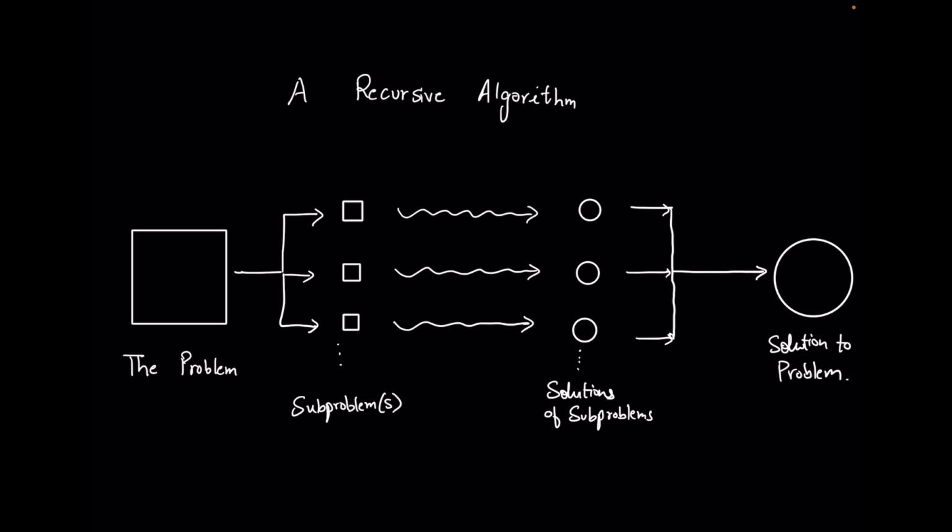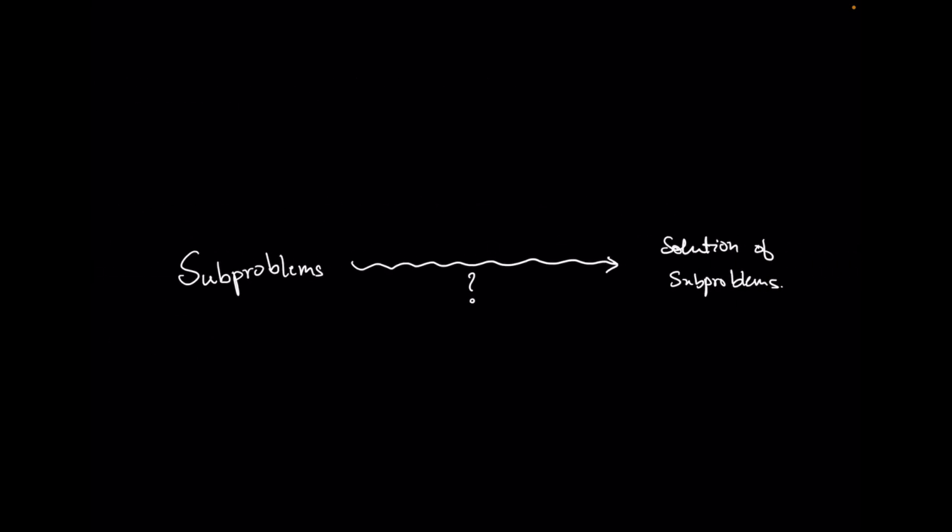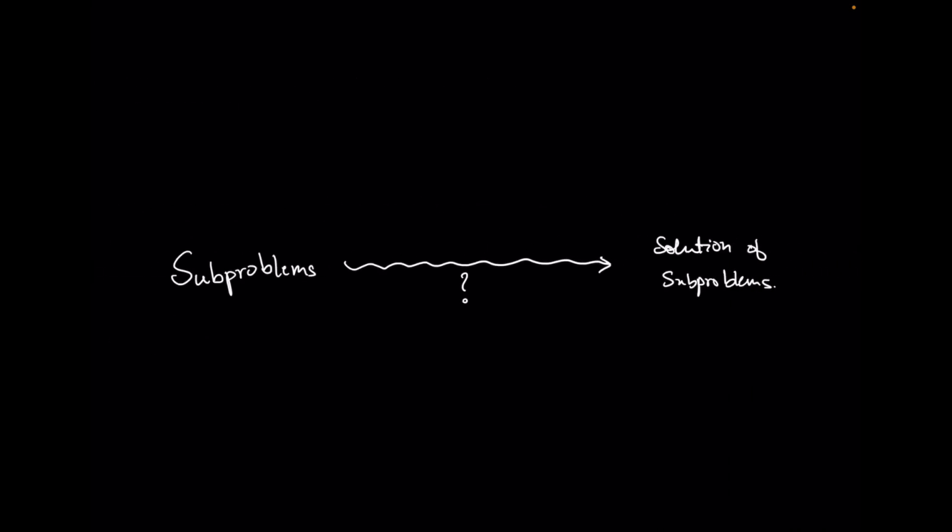Now, a very basic, genuine doubt that comes is how do we find the solutions of these sub-problems, right? How do we go from the sub-problems to the solutions of the sub-problems? So there are two things that can happen. In a recursive algorithm, there are two possibilities.